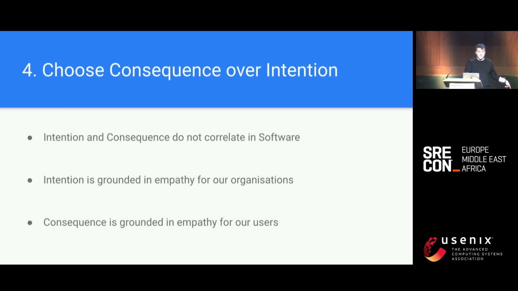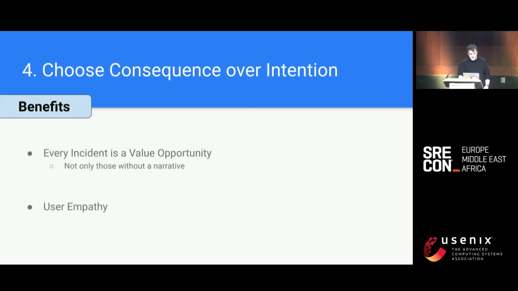So we need to develop language where we're able to simultaneously say, hey, tell me about the context that happened in your team that saw us have this problem, and objectively what was the consequence for the user. And the reason being, not to put too fine a point on it, that we don't want to be in a situation where the incidents we learn from are only the incidents where we have malice of intent, which is a very, very narrow subset of what you see. So the benefits of choosing consequence over intention: 1 is every incident is a value opportunity and not just those without a narrative. And 2, I guess philosophically, user empathy is always a good thing.